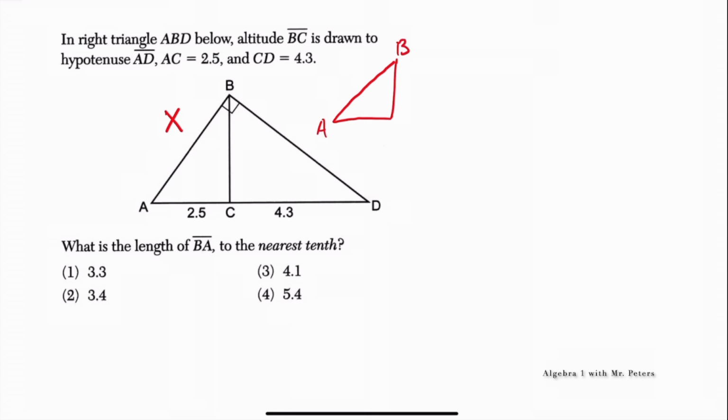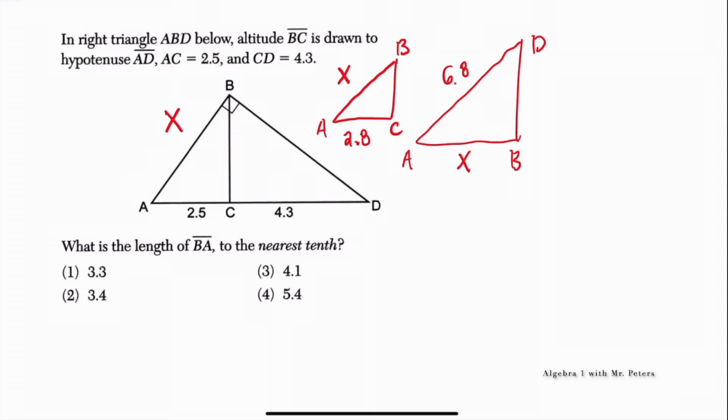So we have ABC, right? This is a smaller triangle. Here goes the hypotenuse. Here goes the leg. Now, if we draw the larger triangle, we have ABD. Here goes the hypotenuse, which is 6.8. And now the leg is going to be x.